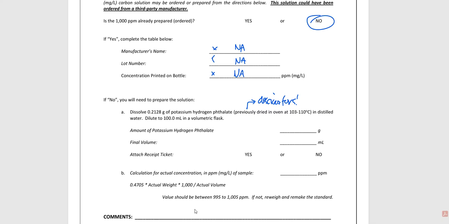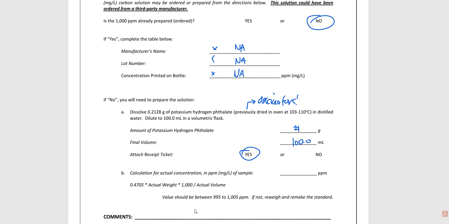And we are weighing 0.2128 grams of dried KHP. Under section A, it says, what is the amount? So you write your number here. What is the final volume that you diluted to? That would be 100 milliliters if you use the volumetric flask. Attach receipt ticket. I hope our balances have receipt paper that's printing off your tickets, so that way there's proof, there's documentation to say, yep, this is exactly what I did.